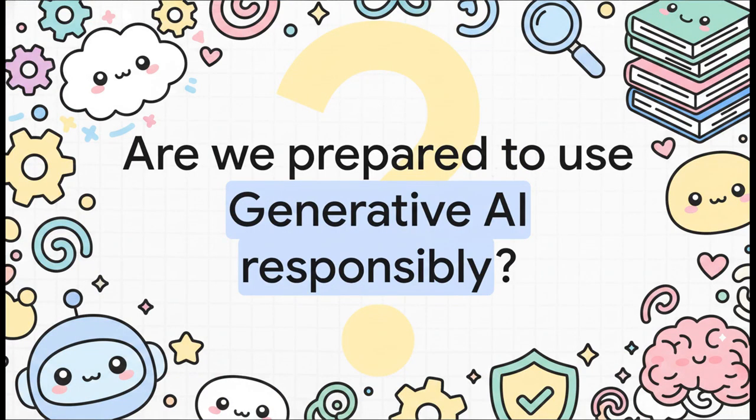So, we really are at the very beginning of this huge technological leap. The illusionist trick has been revealed, you've seen the math behind the curtain, but the big question remains. As society navigates these very early stages, are we truly prepared to use generative AI responsibly?